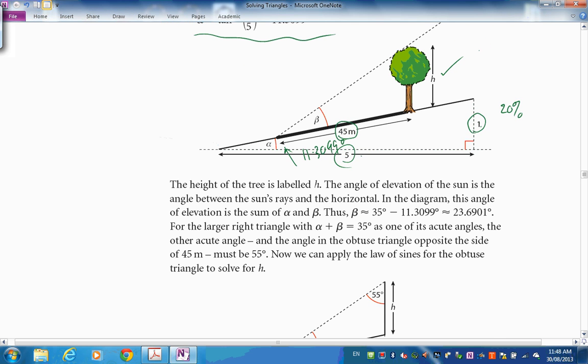So the height of the tree is h. The angle of elevation of the sun is this total angle in here. So therefore, beta is 35 minus 11.3099. So the total angle of elevation, top of the tree there, is alpha plus beta. Now, this is a tricky little devil. So this angle in here is 23.6901 degrees. Using plenty of figures because we want to go on with it.